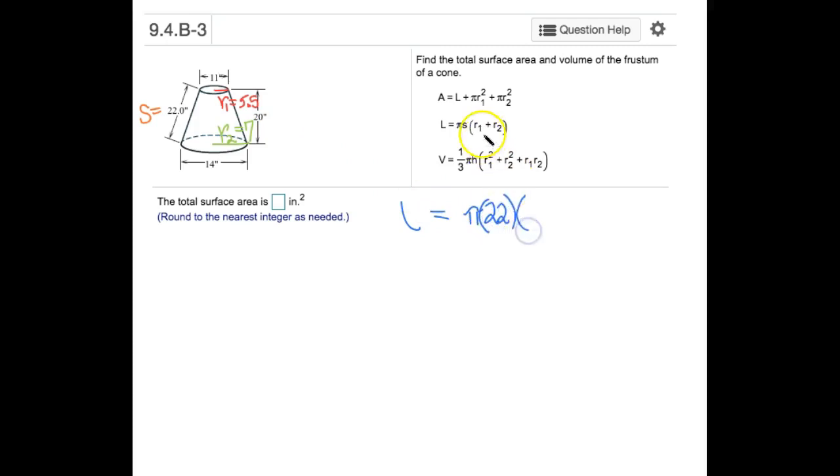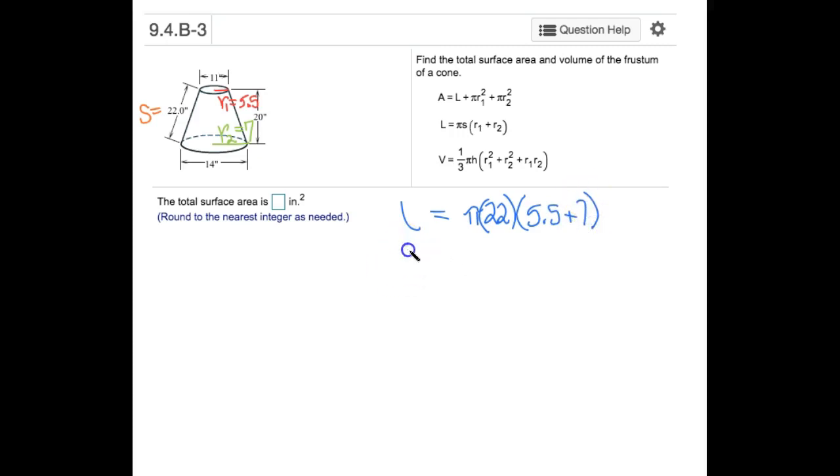R1 and R2 represent the radius of the upper circle on the cone and the bottom circle on the cone, and they really don't matter which one you call R sub 1 and R sub 2. And just be careful, the 11 that they're giving you is the diameter. So we want to take half of that for the radius. And then again down here, 14 is the diameter, so 7 is the radius. So we have 5.5 plus 7.